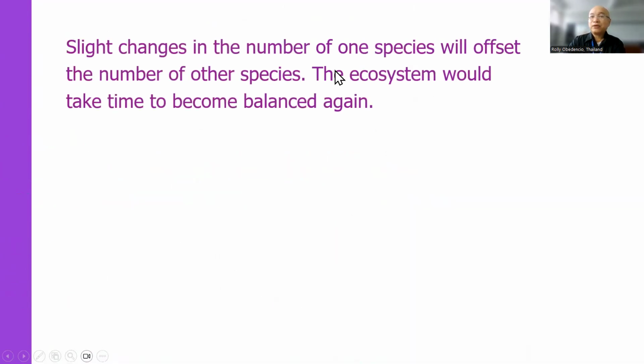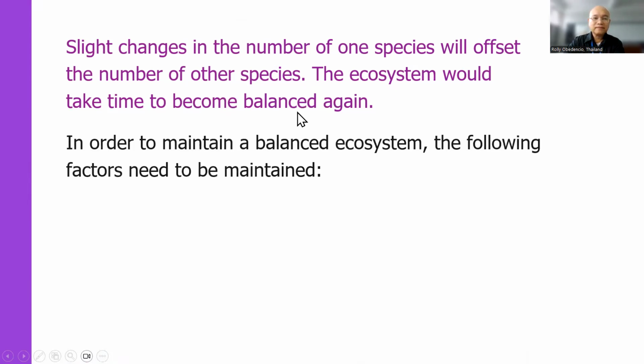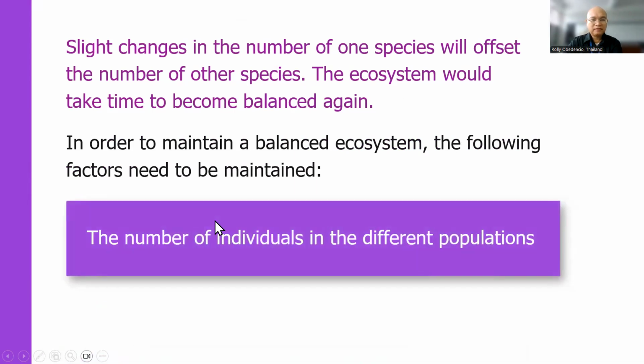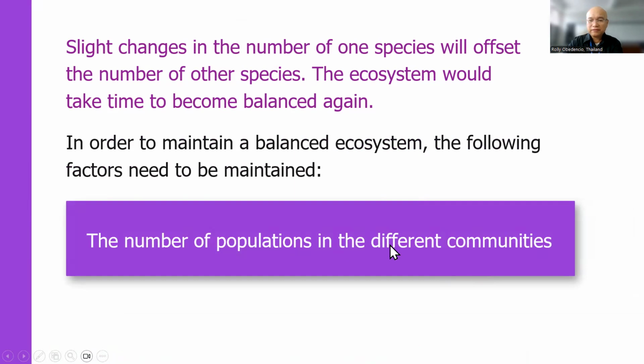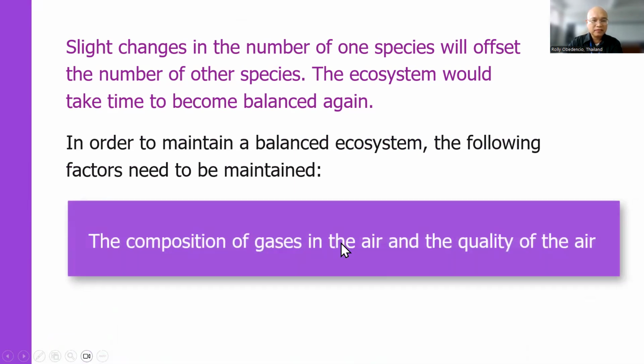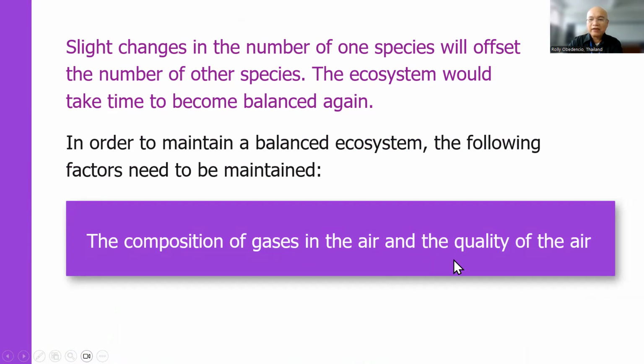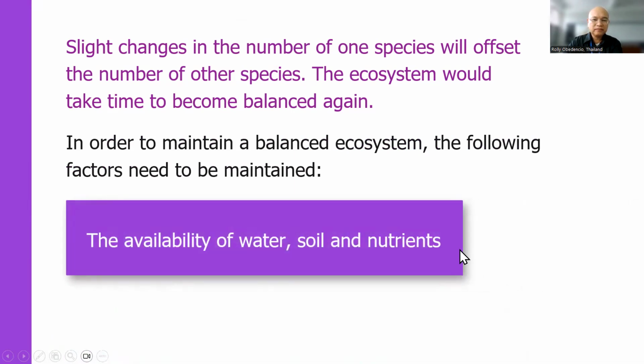Slight changes in the number of one species will offset the number of other species. The ecosystem would take time to become balanced again. In order to maintain a balanced ecosystem, the following factors need to be maintained: the number of individuals in the different populations, the number of populations in the different communities, the composition of gases in the air and the quality of the air, the availability of water, soil, and nutrients.